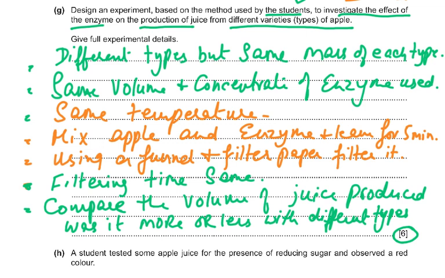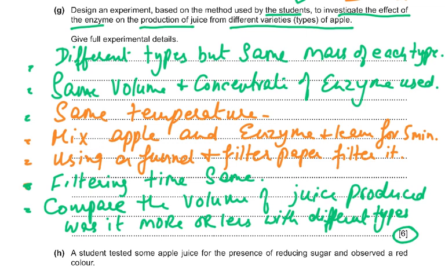So I've just worded it for you: different types, but same mass of each type, same volume and concentration of enzyme used, same temperature. Mix the apple and the enzyme and leave for 5 minutes. Then using a funnel and filter paper, filter it. Filtering time should be the same. If you leave it for 10 minutes, all of them should be left for 10 minutes. And then you compare the volume of juice produced. Was it more or less with different types?